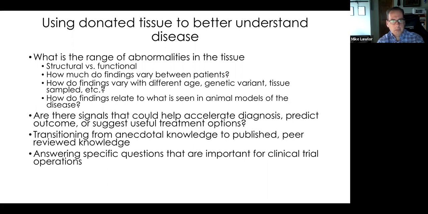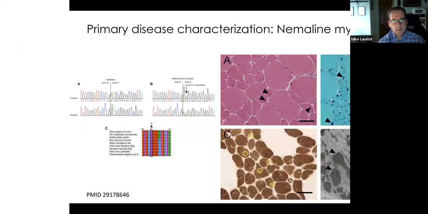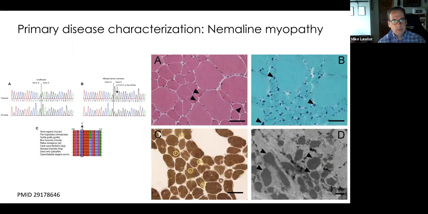I'm going to move forward now because the remaining points are on the next couple of slides. I'm just going to move through a couple of examples of how we've used the donated tissue. One example here is primary disease characterization, and myopathy is a good example of that. Here's a paper that we did in collaboration with Shamindra Konersman at UCSD.